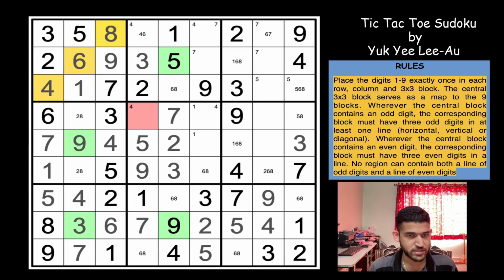Let me remove the colors here. Okay, and 6 is not in this cell, so that's 1, 8. Okay, let's finish off row 2, 7, 8, and this would be 1, 7 and 8. Okay, so we see here that this is also even, which is row 6, column 6, which is mapping to box 9, and that has already 3 even digits in a line, so no need to worry there.